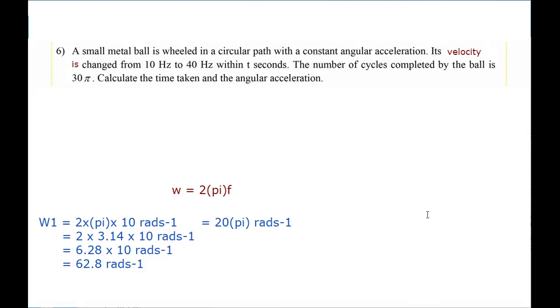Right, now let's do the same to the other angular velocity. What's the other angular velocity here? After t seconds, angular velocity is given as 40 hertz. So let me use the same equation. Omega 2 equals 2 pi f, and f is 40. So if you multiply this, you will get 40 times 2, 80 pi, unit is radian per second.